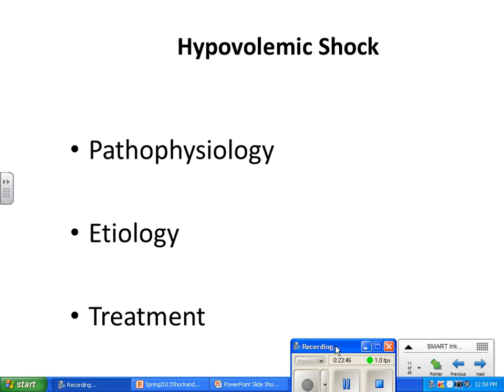Our treatment for hypovolemic shock is to correct whatever the underlying problem is and replace the fluids. So we need to restore intravascular volume and fix whatever is causing the problem.